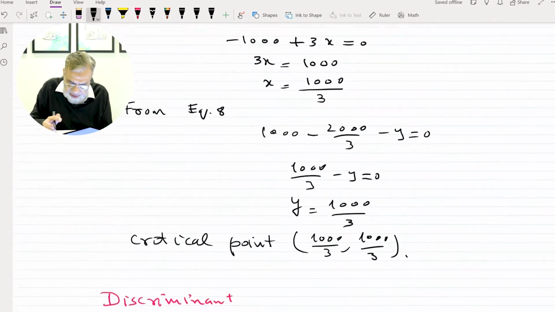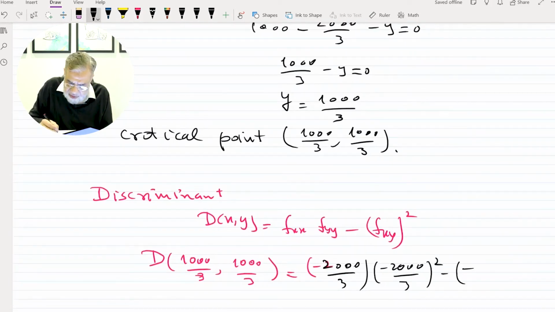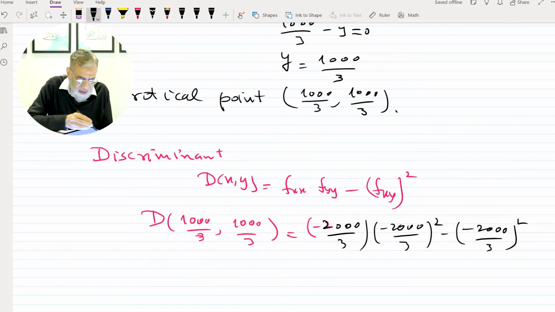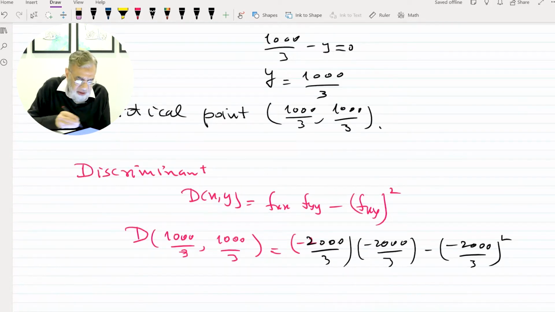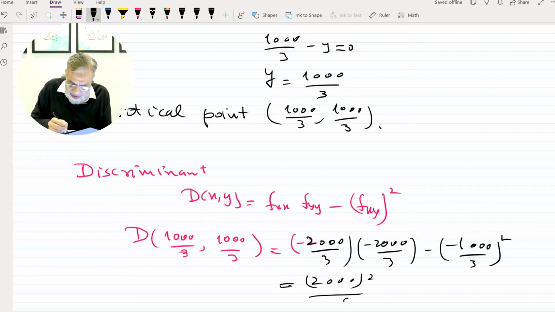The value of f of xy is 1000 by 3. I'll make a correction here. This here is 1000 by 3. Obviously minus times minus becomes plus, and we get 2000 power 2 by 9, and minus here 1000 whole square over 9.